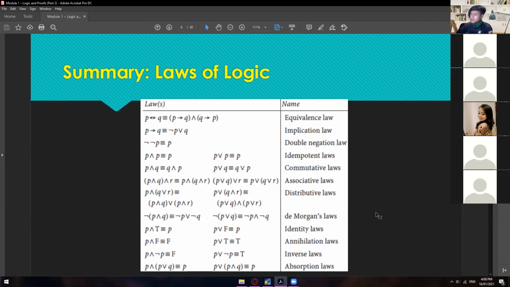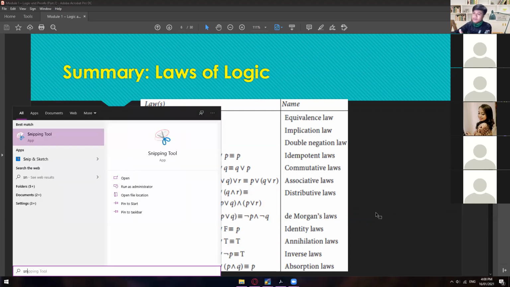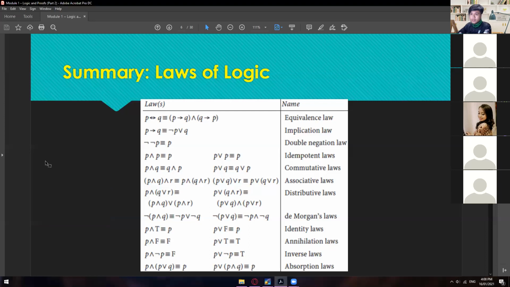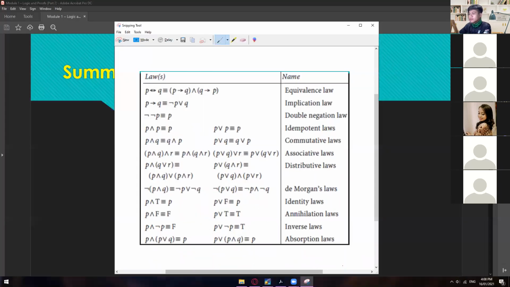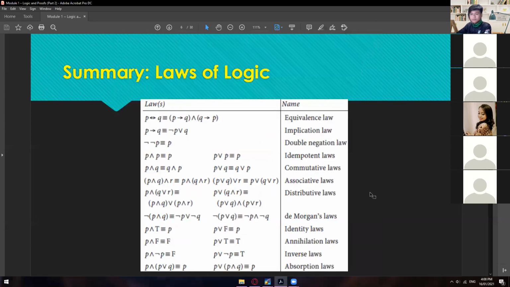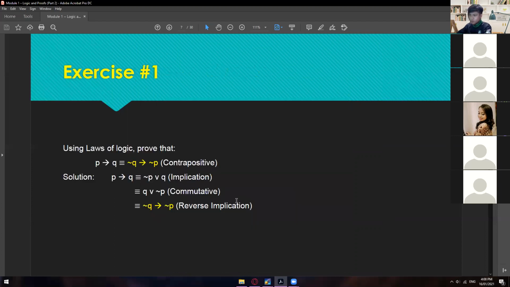Okay, so you can use your print screen and then paste it into Paint and then save it as JPG. Or you can use the snipping tool. Just type the snipping tool and then click new, and then just grab that one, and then save that one as a JPEG. Or you can just simply take a picture if you have your phone with you. Right, so I'm hoping that all of you have already taken a picture of this one so that you can have your own copy.